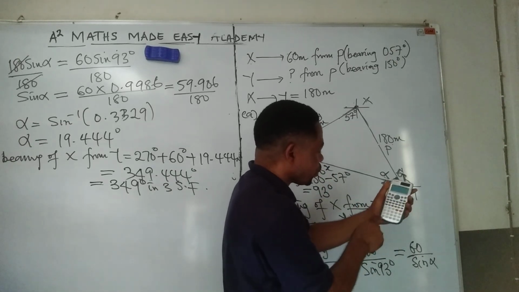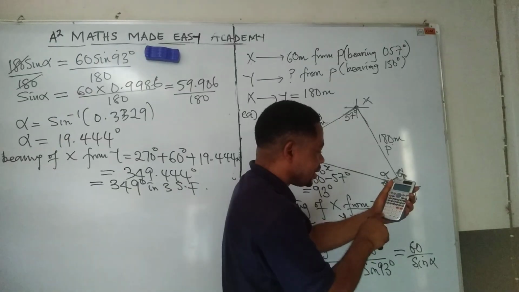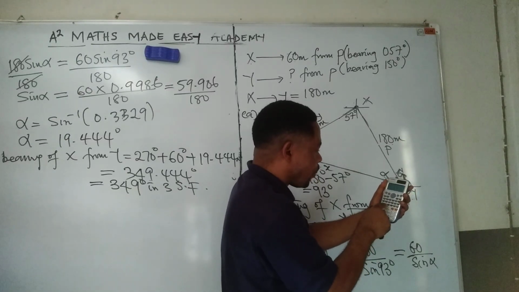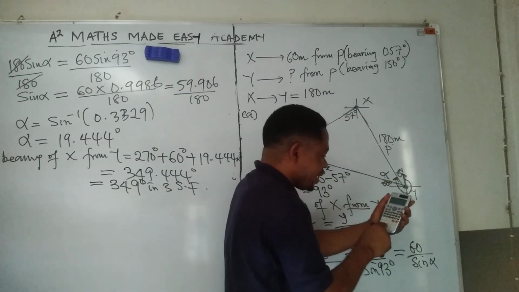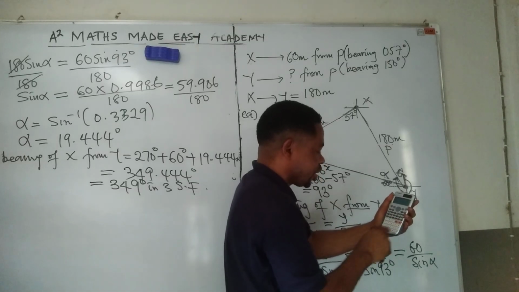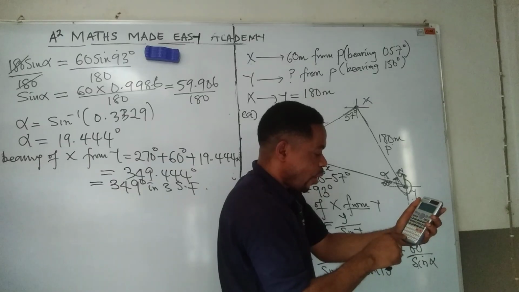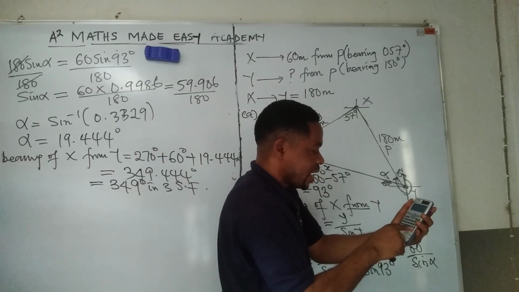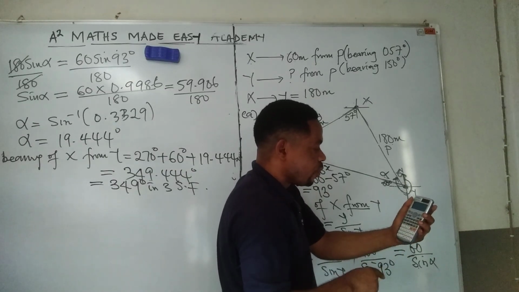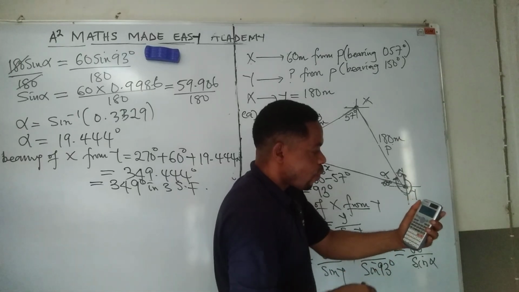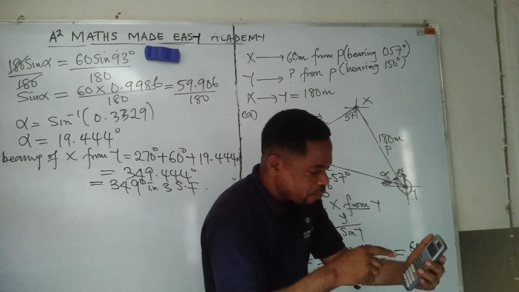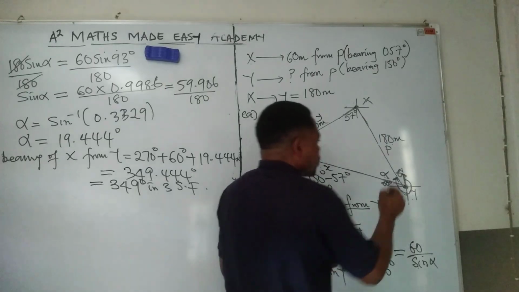So we now say 90 minus open bracket, here is 60, plus alpha. What is alpha? 19.444. Close the bracket. What do you think that will be the result? I want you to watch. Wow, the result is 10.556.